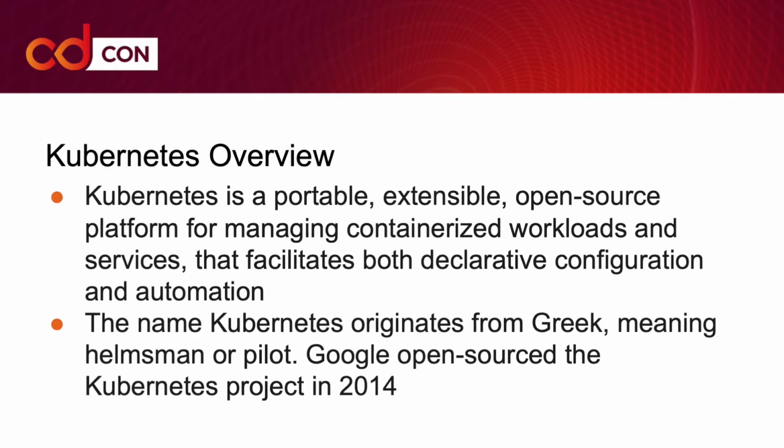Let's go ahead and start with the Kubernetes overview. Kubernetes is a portable, extensible, open source platform for managing containerized workloads and services that facilitates both declarative configuration and automation. The name Kubernetes originated from Greek, meaning helmsman or pilot, and Google open sourced the Kubernetes project in 2014.